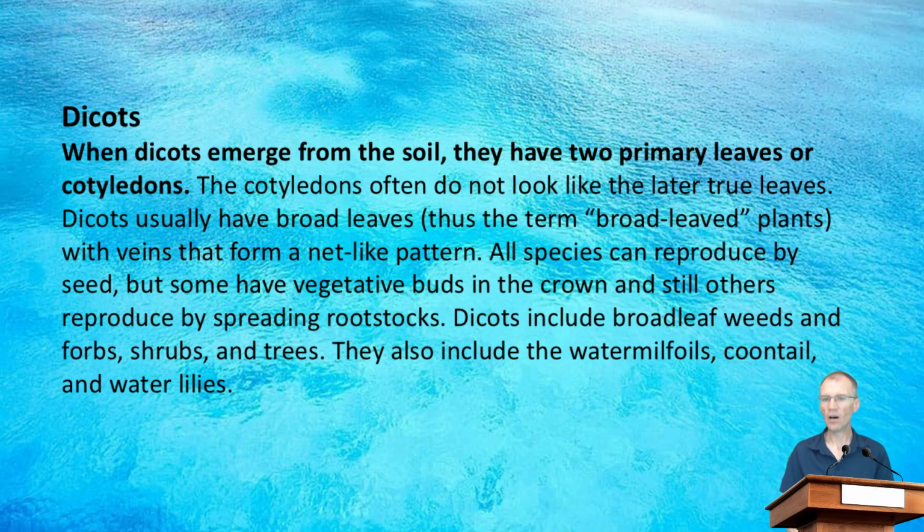The cotyledons often do not look like later true leaves. Dicots usually have broad leaves, thus the term broad-leaved plants, with veins that form a net-like pattern. All species can reproduce by seed, but some have vegetative buds in the crown, and still others reproduce by spreading rootstocks. Dicots include broadleaf weeds and forbs, shrubs, and trees. They also include the water milfoils, coontail, and water lilies.